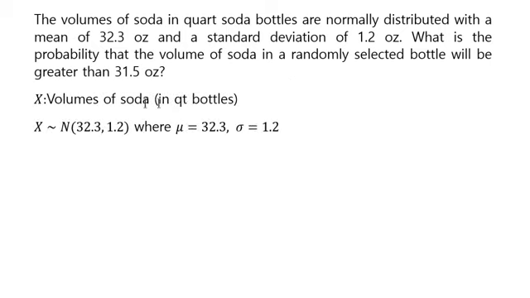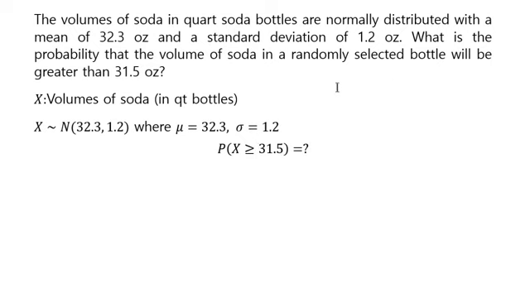So if X is the volumes of soda in quart bottles, then X follows the normal distribution N(32.3, 1.2), and this is just a symbol for normal distribution with the mean being 32.3 and the standard deviation being 1.2. A lot of times writing this out will help you to know how to use the formula, so try to make a habit of writing this down, okay? And then the question is about the probability of X being greater than or equal to 31.5.